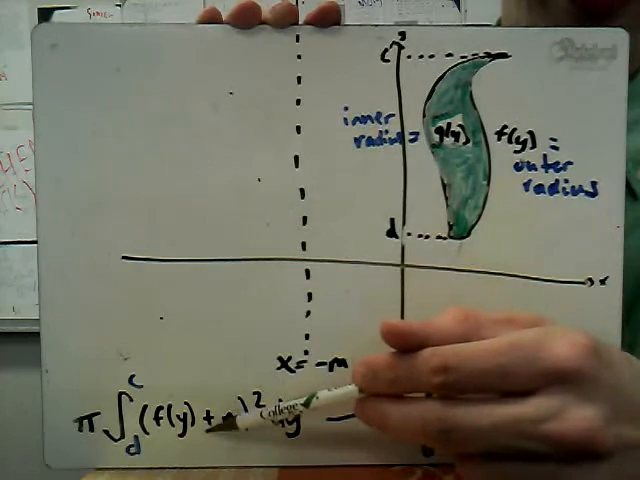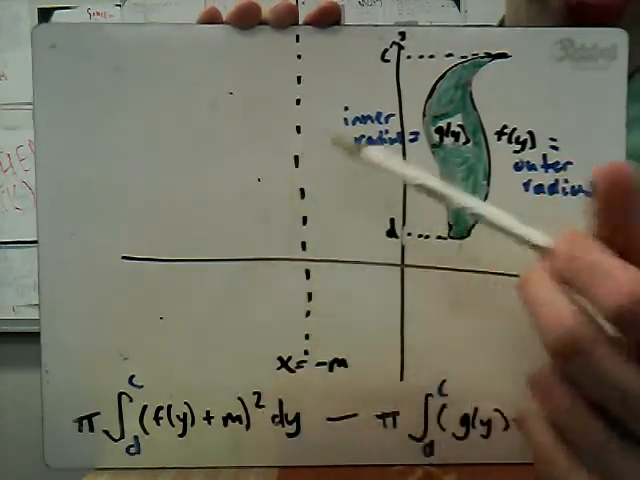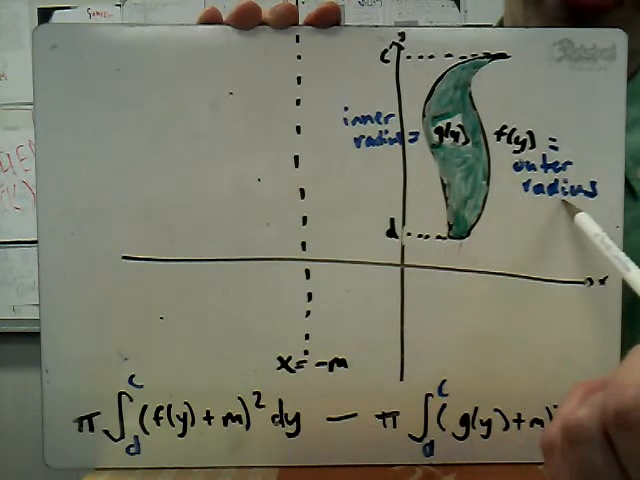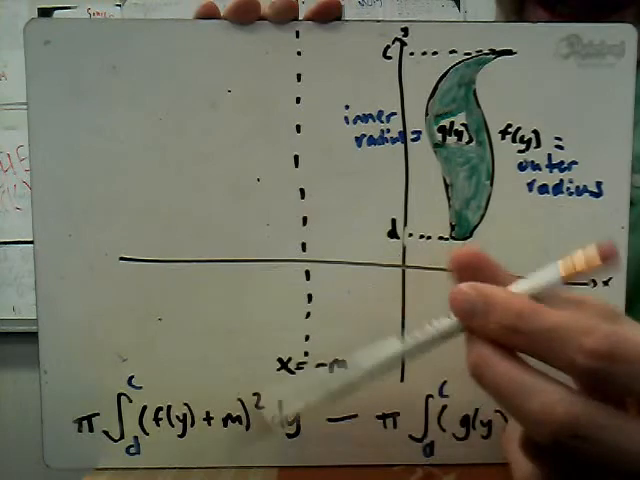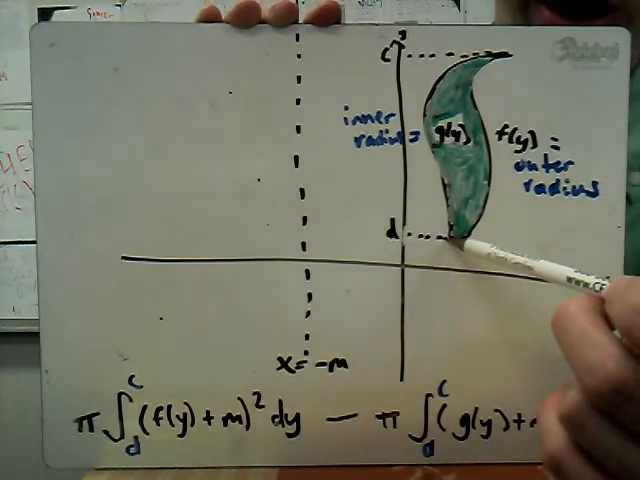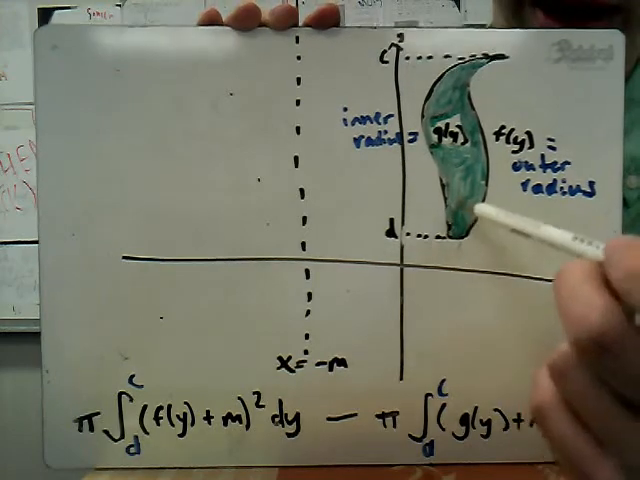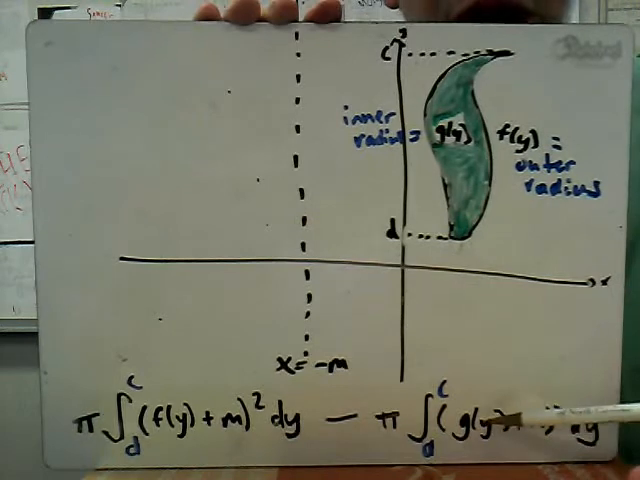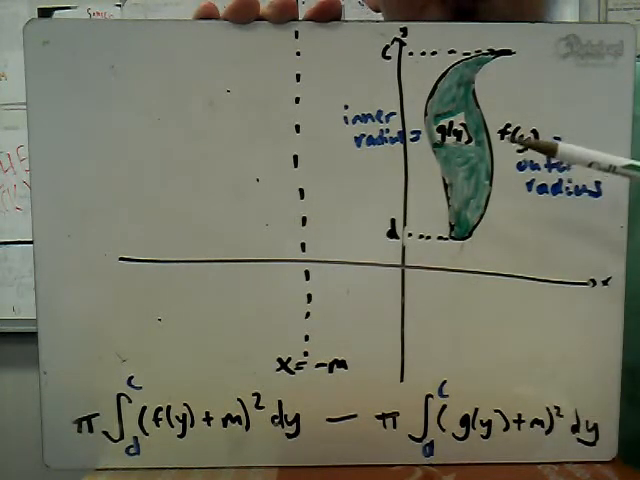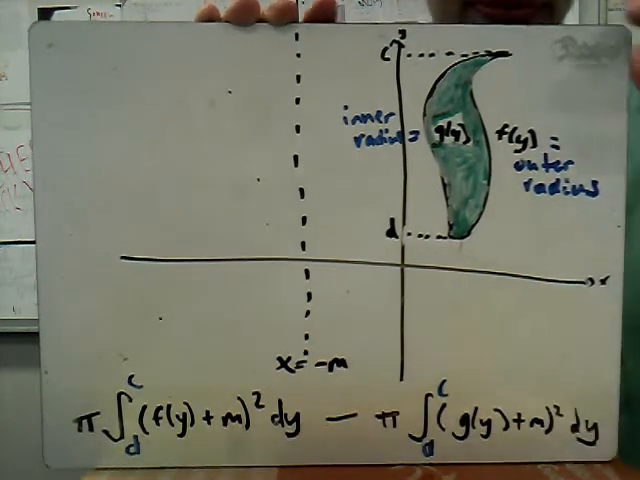So in this case, f of y minus negative m squared, or f of y plus m squared, will be what forms the volume from the outer radius, the solid part of the shape. We integrate from d to c, because d is our lower limit and c is our upper limit. D is lower, and we're stacking our Riemann sums, and disks going up. G of y plus m squared will form the second part, the actual volume that we're taking out. Remember to multiply by pi.